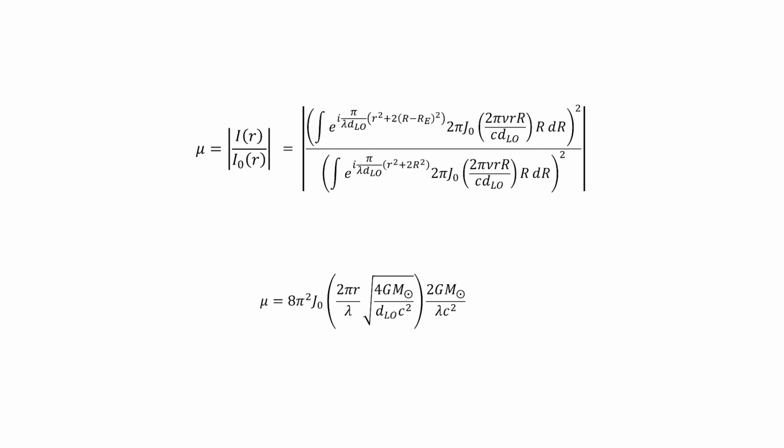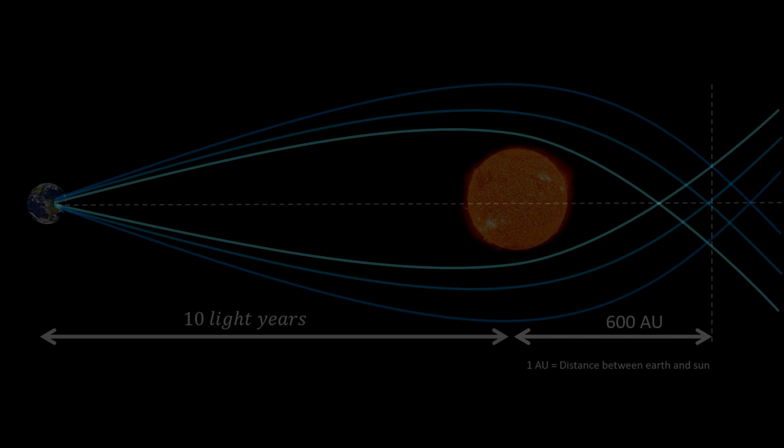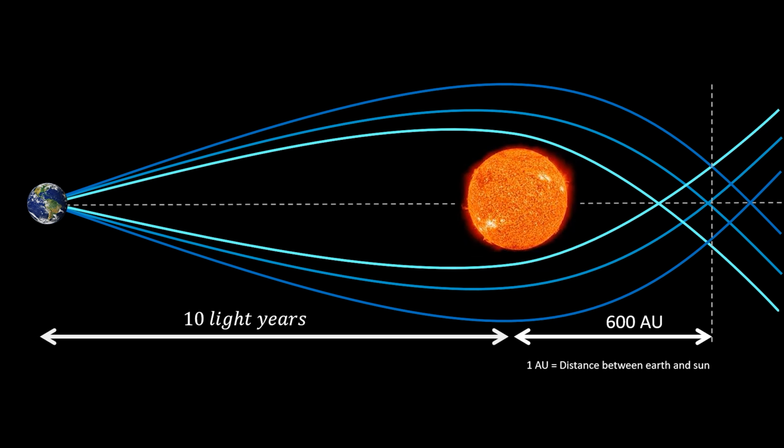Now we will look at some examples for objects that could be possibly imaged with solar gravitational lensing. Let's look at a fictional exoplanet similar to our Earth at a distance of 10 light years and at a measure point in the focal region at 600 astronomical units. Could we observe such a planet?